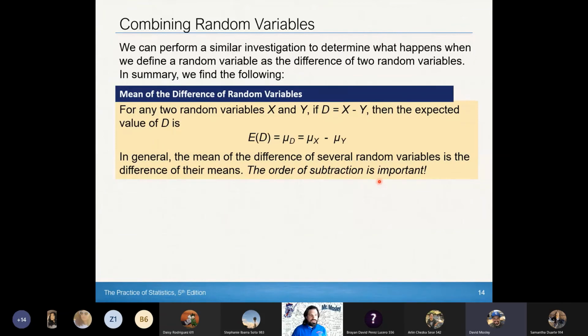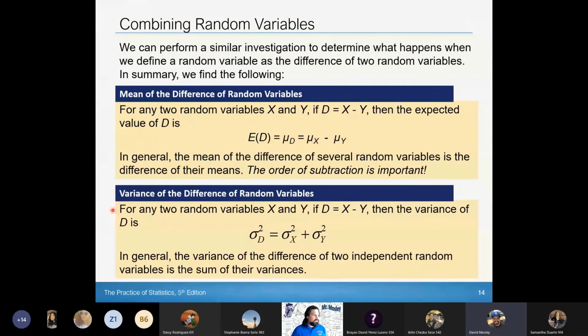The order of subtraction is important, as with all math. 5 minus 2 is not the same as 2 minus 5. If d is defined as x minus y, you need to subtract things in that order. The mean of x minus the mean of y. You cannot do the mean of y minus the mean of x. That's not how it was defined. You'll get the wrong answer.